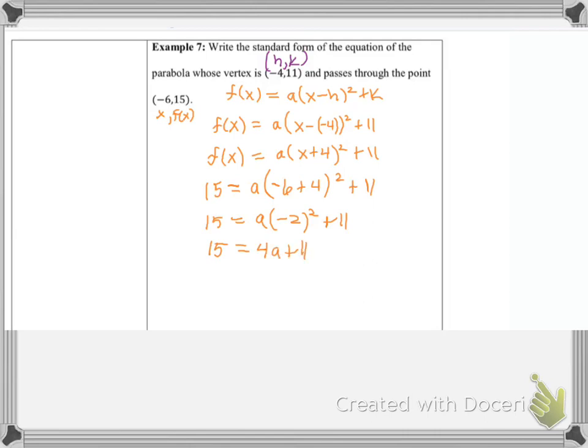If we subtract 11 on both sides, we get 4 equals 4a, and so a equals 1. Therefore our standard form will be f of x equals (x plus 4) squared plus 11.